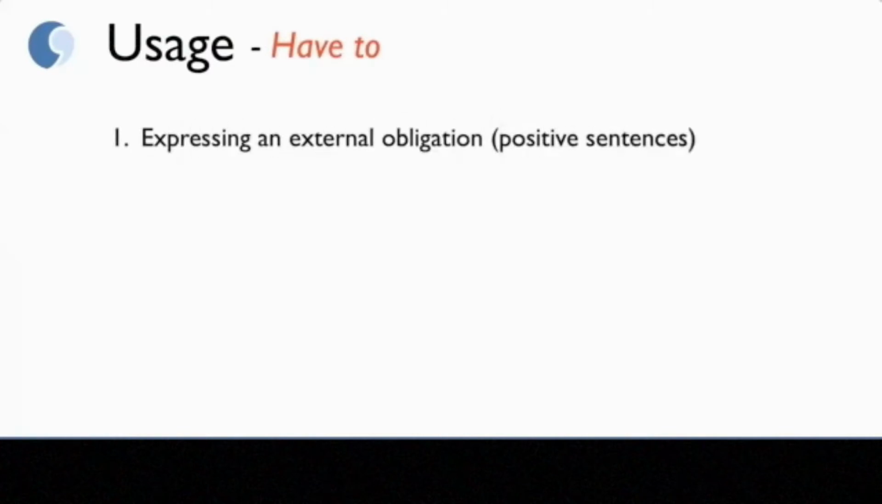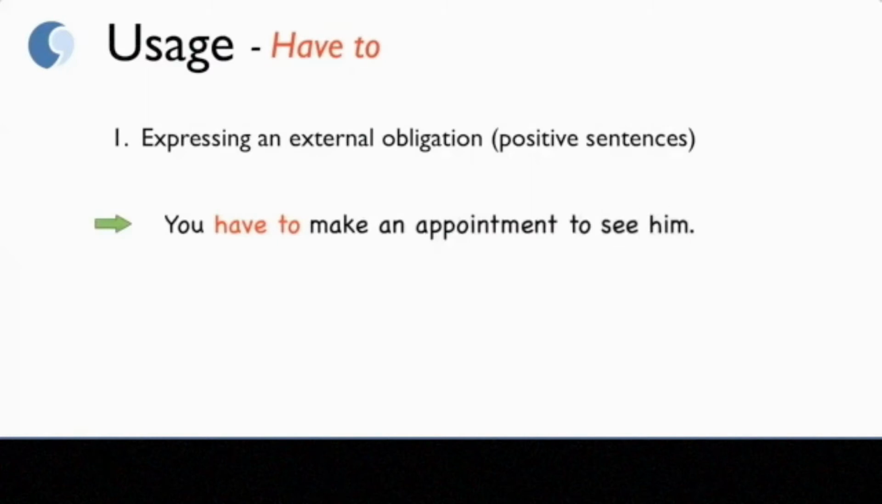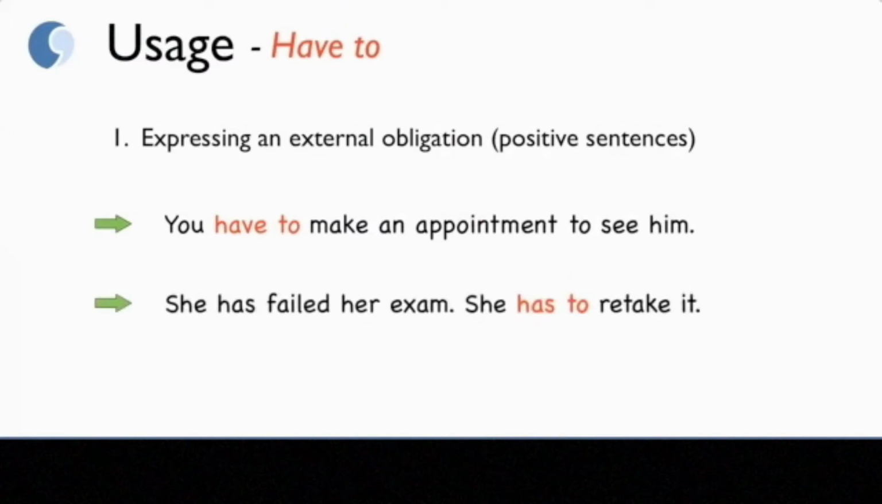Okay, let's have a look at have to. The first usage is expressing an external obligation in positive sentences. For example, you have to make an appointment to see him. She has failed her exam, she has to retake it.